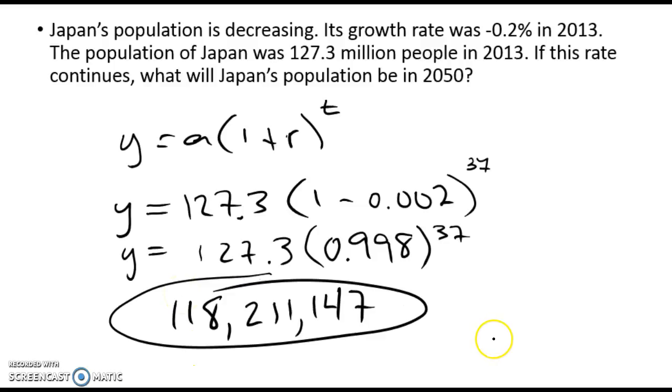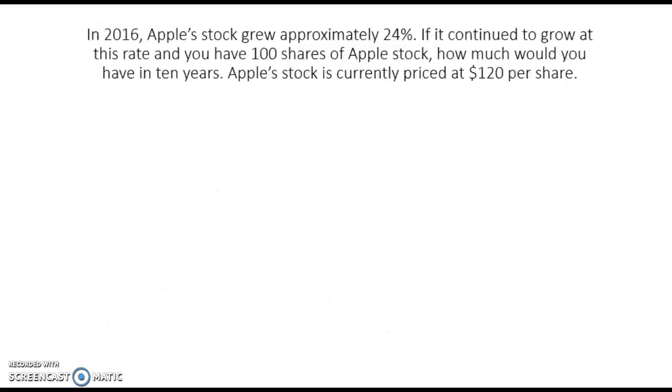But as we know, growth rates are much more complex than this example problem would suggest. In 2016, Apple's stock grew approximately 24%. And as we know, stocks are very volatile, and it's highly unlikely it would steadily grow at this rate. But let's do it anyway. If it continued to grow at this rate, and you have 100 shares of Apple stock, how much would you have in 10 years? Apple stock is currently priced at $120 per share. And this is real data. I looked it up. So let's go ahead and solve it.